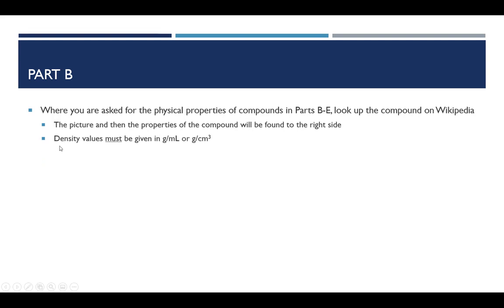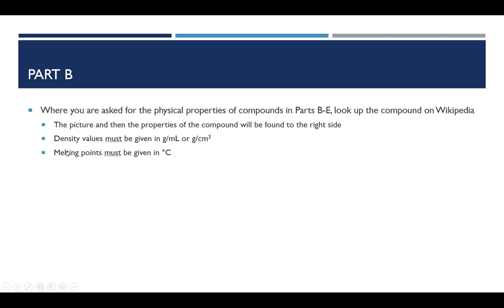You must report the density values in either grams per milliliter or grams per cubic centimeter. If you are given, for example, the values of kilogram per meter cubed, you want to avoid those density values. That's not what you want. You want to look them up in these units here.